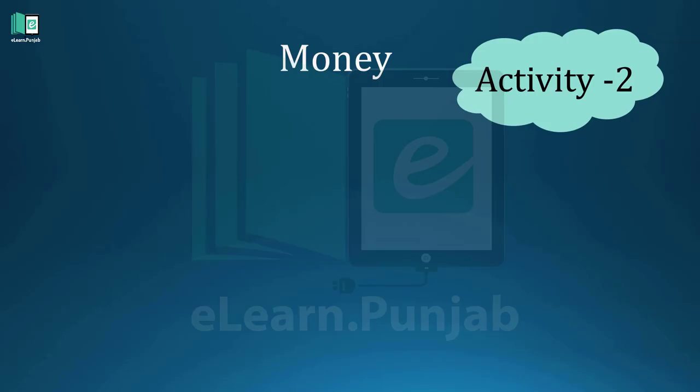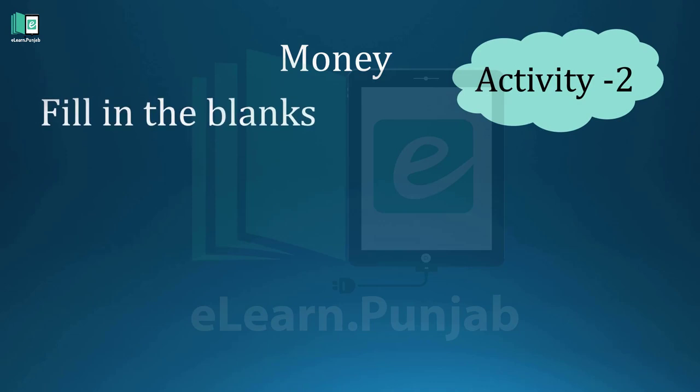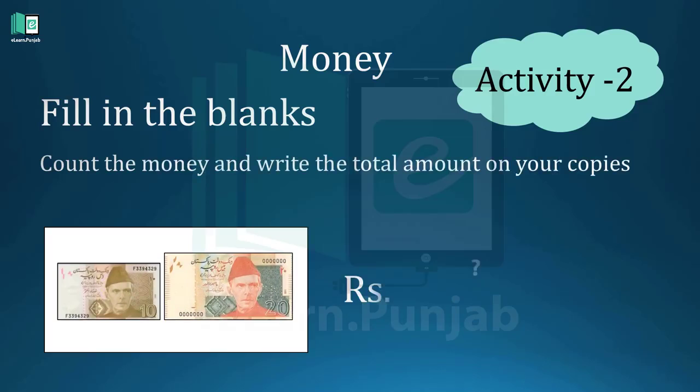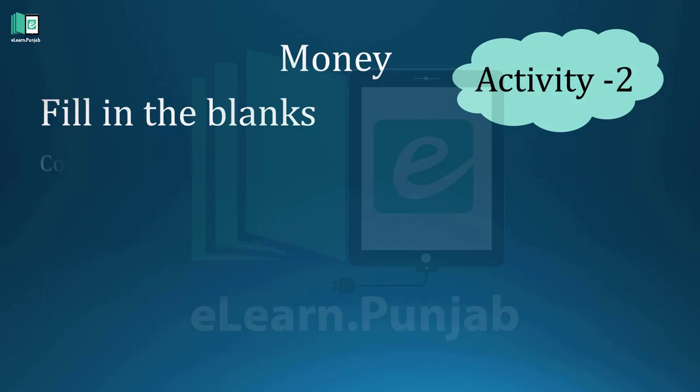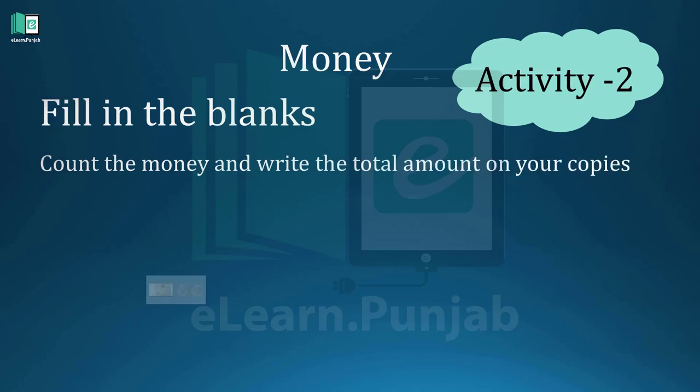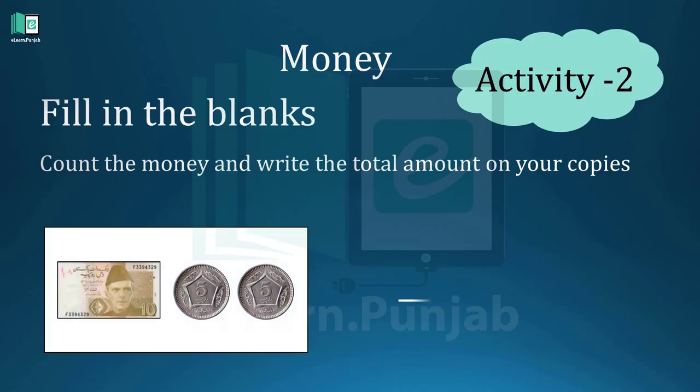Activity 2. Fill in the blanks. Count the money and write the total amount in your copies. The total amount is rupees 30. Count the money and write the total amount in your copies. What is the total amount? Rupees 20 is the correct answer.